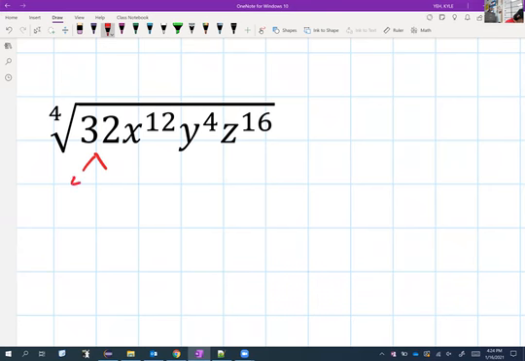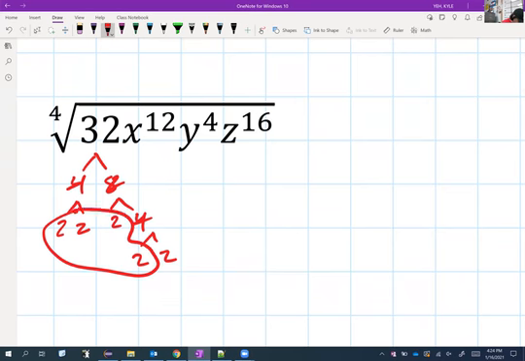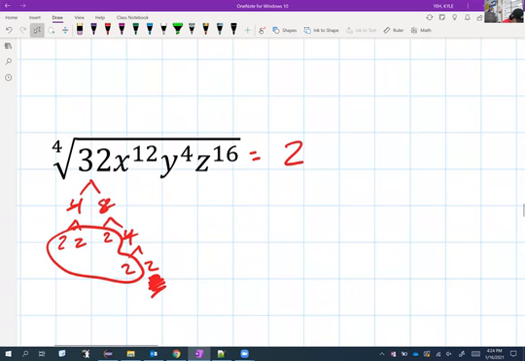32, I'm going to say, well, that's 4 times 8, 2 times 2, 2 times 4, 2 times 2. I'm looking for groups of 4. There's my group of 4, and it looks like I have one little guy, 1, 2 left over. So I'm going to say this is 2, leave lots of room, and the 4th root of, I have a 2 left over. How about x's? And I should move this over a little bit, give myself a little more room.